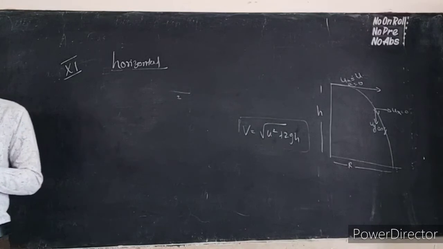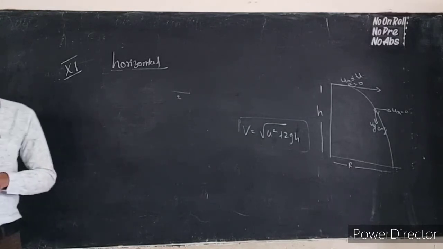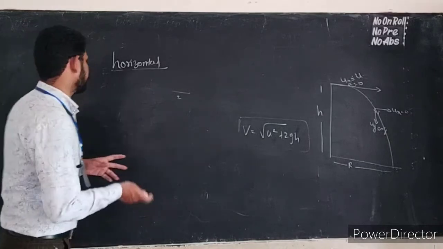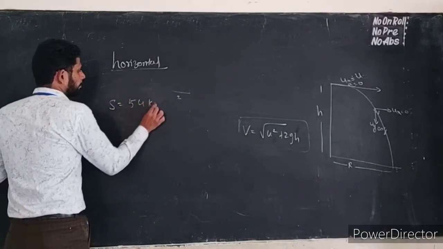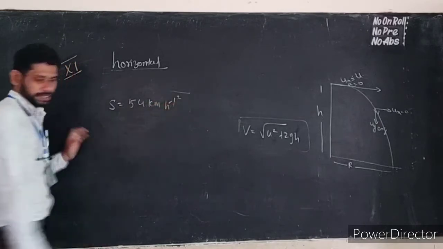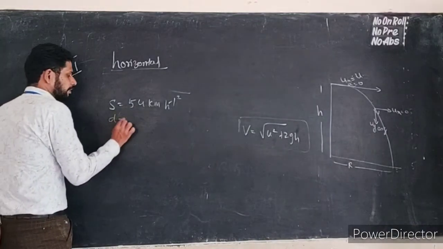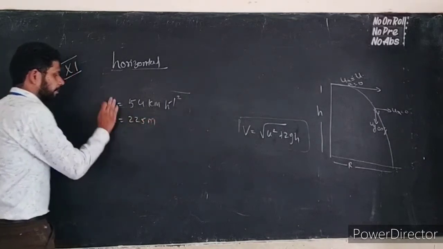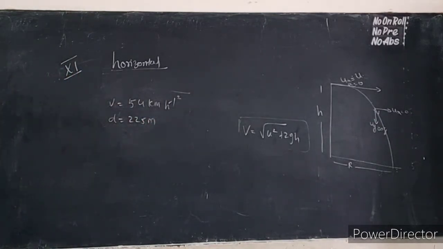2.81, 2.36. The train was moving at the rate of 54 km per hour. When the brakes were applied, it came to rest within a distance of 225 meters. The distance will be equal to 225 meters. Calculate the retardation produced in the train.